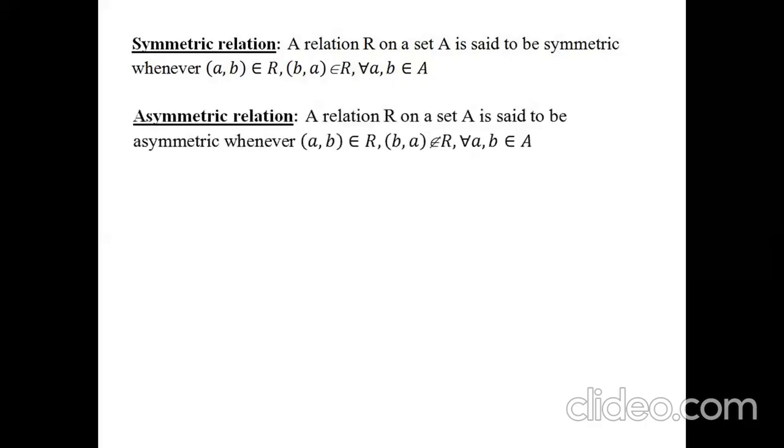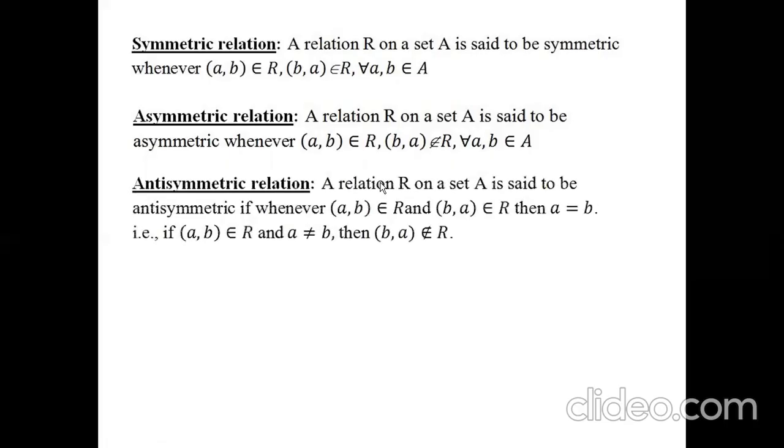Now we will understand what is an asymmetric relation. A relation R on a set A is said to be asymmetric whenever (a, b) belongs to R, then (b, a) does not belong to R for every a, b belonging to the set A. So for every elements a, b belonging to the set A, if (a, b) belongs to R and the reverse of it, that is (b, a), does not belong to the relation R, then we say such a relation is asymmetric.